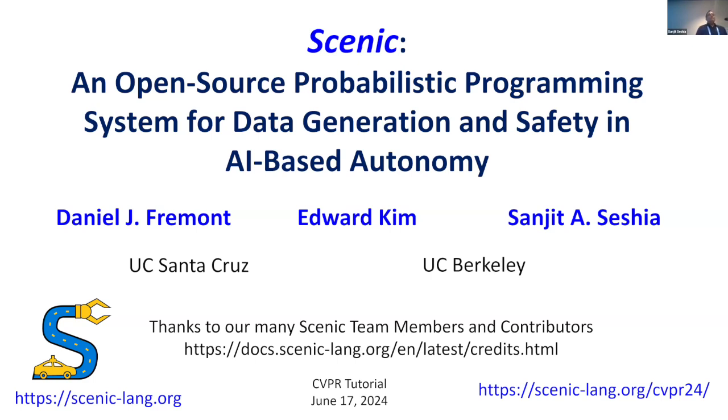The SCENIC project is something we started at Berkeley over 6 years ago now, in 2017, 2018. SCENIC is an open source probabilistic programming language and an associated system for AI safety in general, particularly in the context of autonomous and semi-autonomous systems, but also for data generation. And SCENIC has evolved over the last 6 years, and we've had many users and contributors.